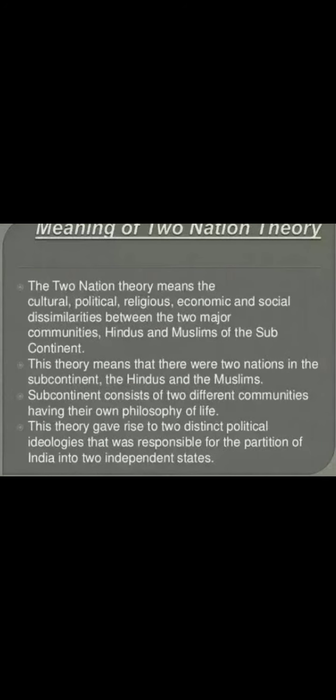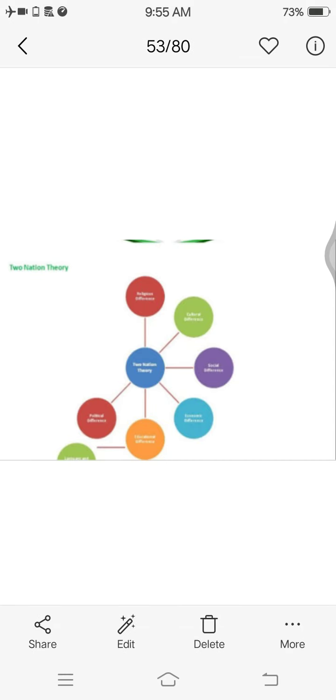If we start our topic of the two nation theory, two nations come to our mind. Two means two, and nation means two nations, meaning two different religions. If we come to the concept of the two nation theory of Pakistan, there are differences of culture, differences of religion, differences of education, differences of economics, and differences of society. So these were called the differences of nation.